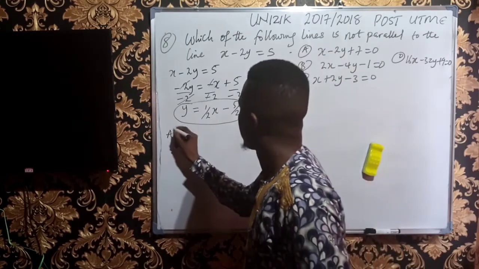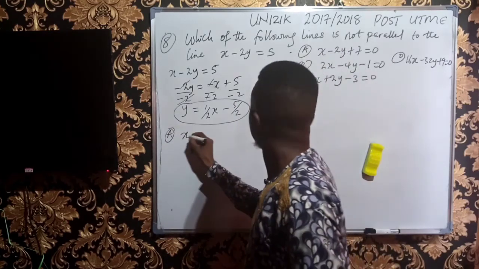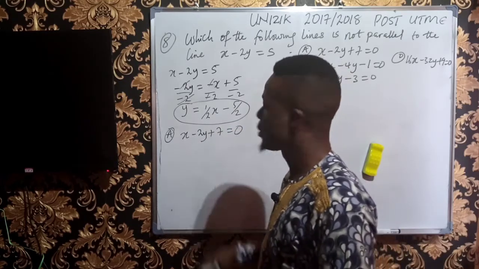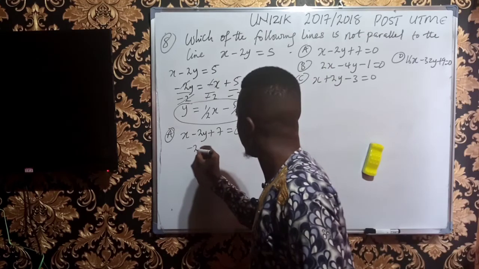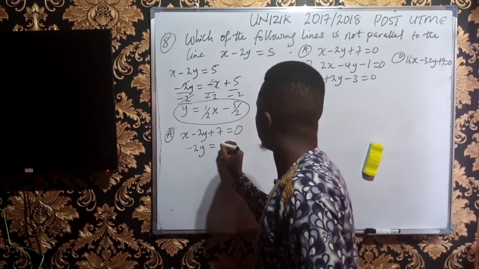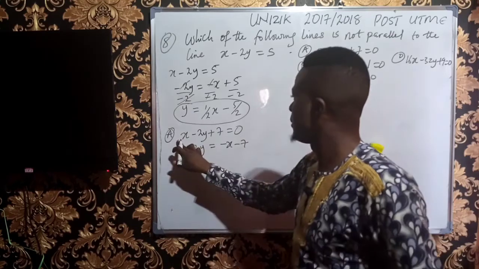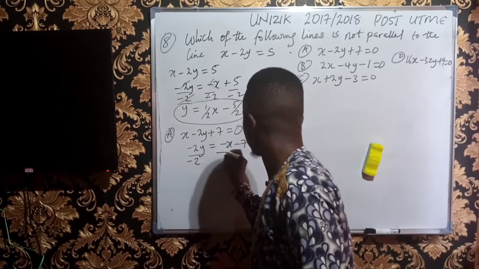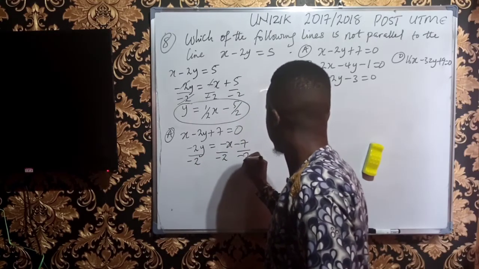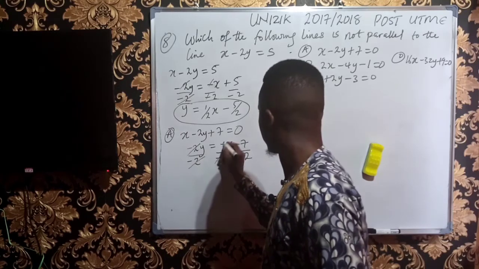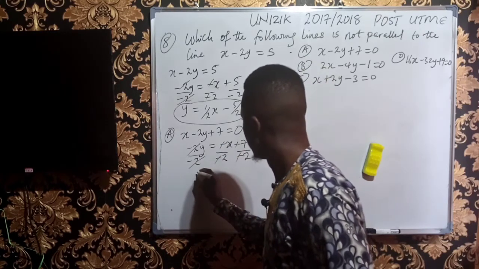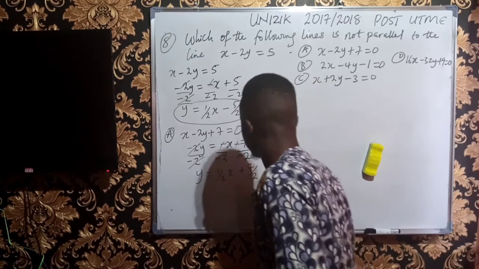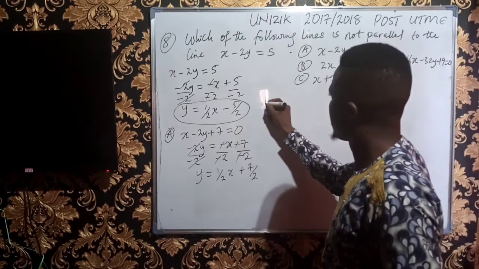Now for option A, we have x minus 2y plus 7 equals 0. Let us still make y the subject of the formula. We have minus 2y equals minus x minus 7. I'm moving minus x and 7 to the right hand side, and their signs will change. So I'll divide both sides by minus 2 to get the value of y. Minus will cancel minus. So here y is equal to half x plus 7 over 2. I'll come to option B.